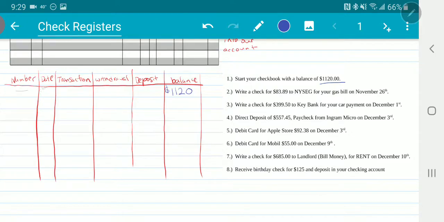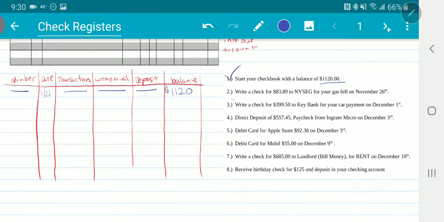Today is actually April 21st. This wasn't a transaction. It's just your balance. There were no withdrawals and there's no deposits, so we don't need to fill that part out. So we're all good here. We can check off number one.